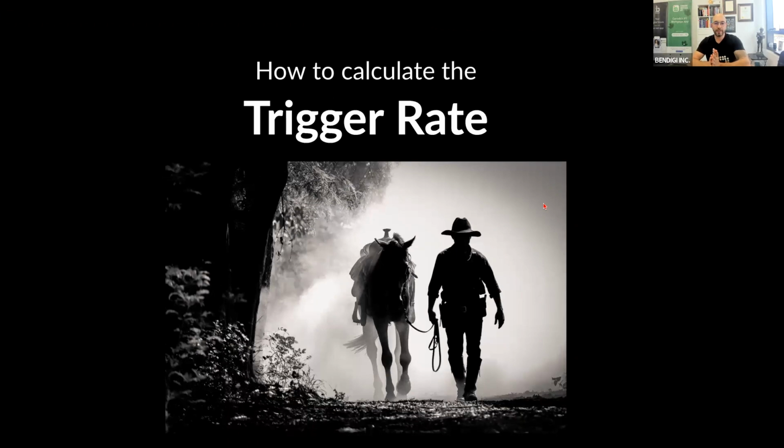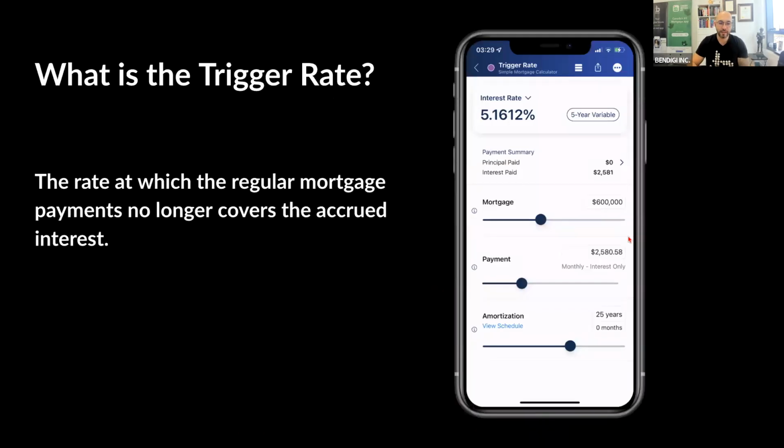Okay, how to calculate the trigger rate is today's topic. And what is the trigger rate? Well, let's find out. The trigger rate in a nutshell is the rate at which the regular mortgage payments no longer cover the accrued interest. Interest rates in a variable rate have increased so much that the entire payment is now dedicated towards the interest and nothing towards the principal. At that point in time, all the payment is going towards interest. And if the rate was to increase a little bit more, the payments no longer cover the interest.